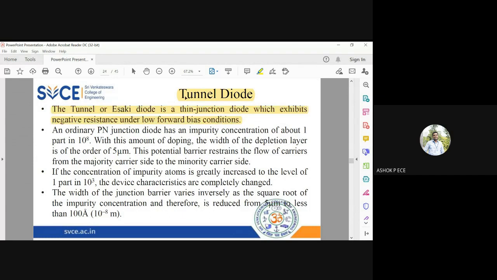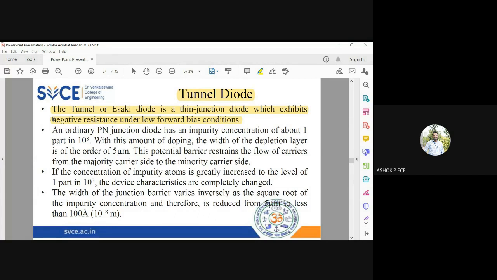Thin junction diode. Thin junction means the depletion region is very thin. And see the next line, it exhibits negative resistance. So there is nothing like negative resistance in reality. We have resistances of values 1 kilo ohm, 10 kilo ohm, 5 kilo ohm. There is no resistance of value minus 1 kilo ohm, right?